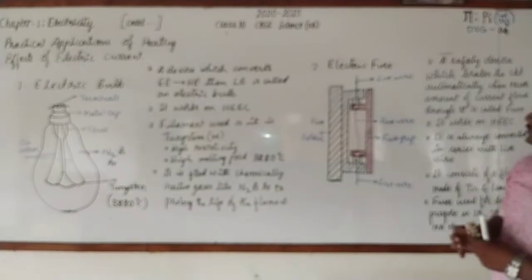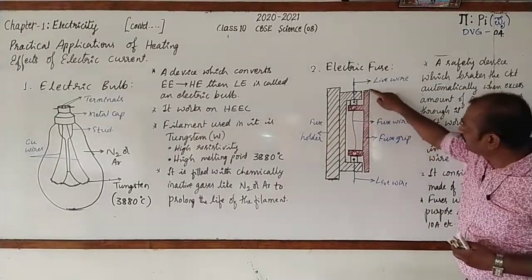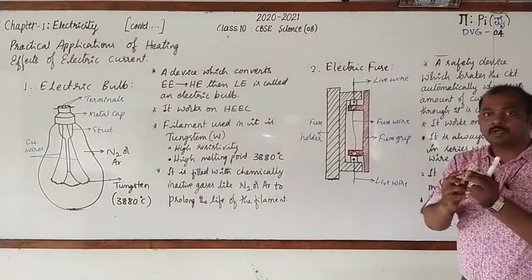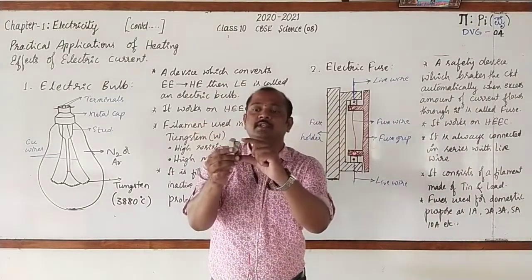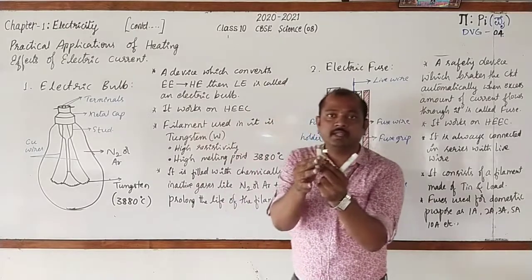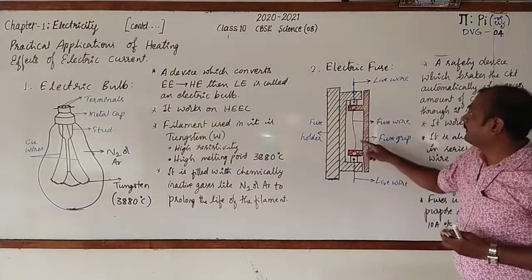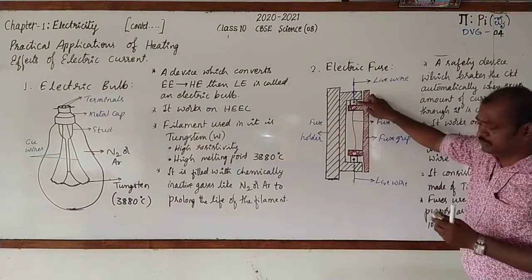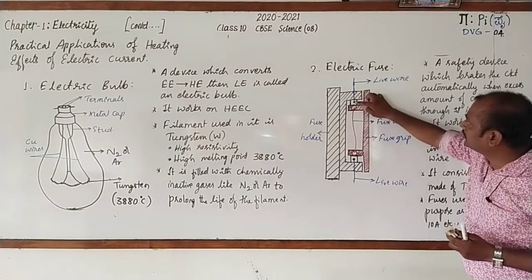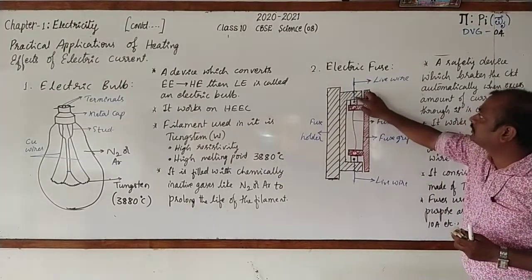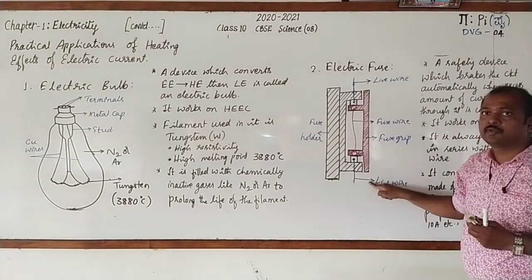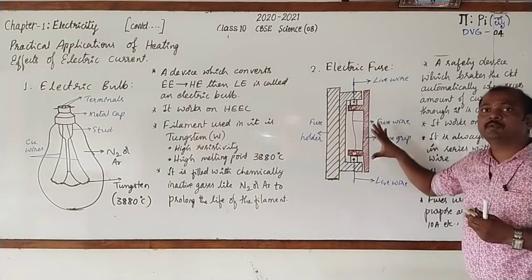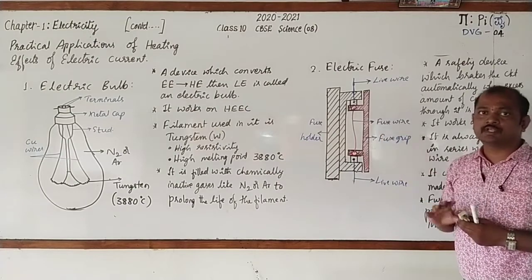Now, observe. This part here is called the fuse grip, and these are the terminals where we connect the filament. And in the fuse holder, there will be two terminals, two live wires will be there, and this is the way we connect a fuse in the circuit.